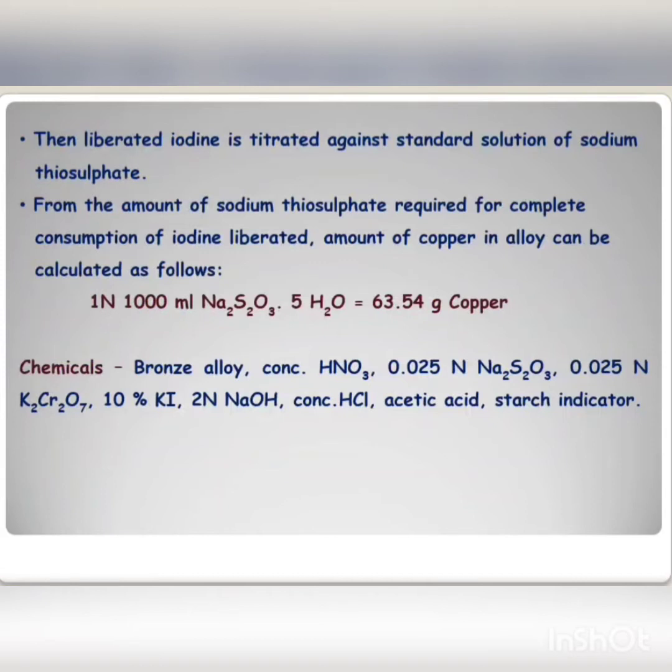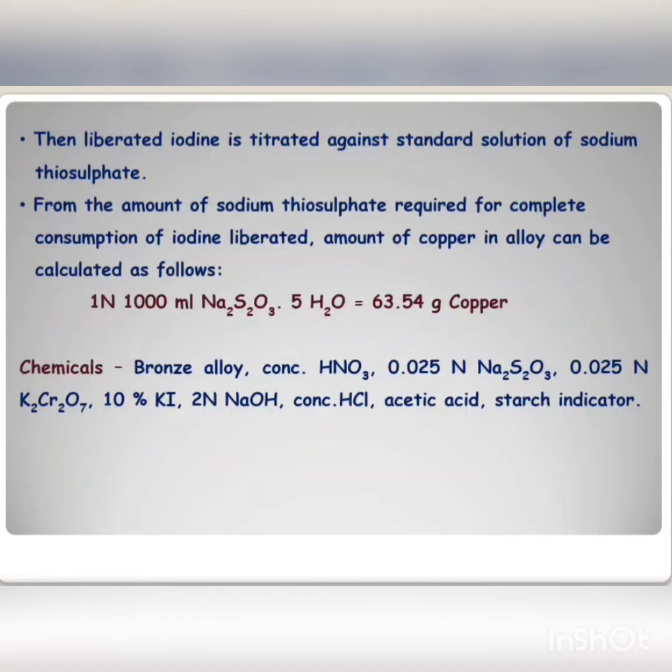Before doing this sample titration, that is before titrating copper 2+ with sodium thiosulfate, we will have to do the standardization of sodium thiosulfate. Here I have given one equation, and by the use of this equation we can find out the amount of copper present in the bronze sample. This is your standard equation for calculation of copper from the bronze sample: 1 normal 1000 ml sodium thiosulfate pentahydrate corresponds to 63.54 gram of copper.